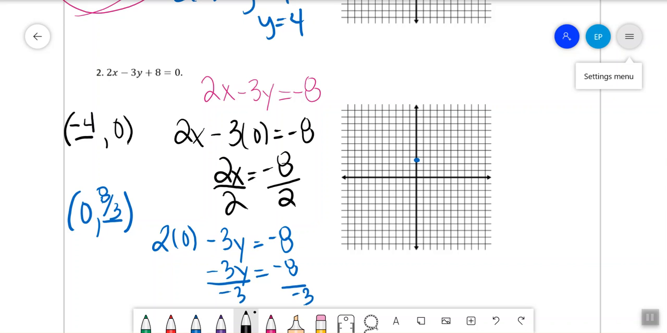Negative 4, 0. And then graph that line. Notice I do put arrows on both sides. So, XY intercepts are the easiest when you have inequalities. So that's how I'm going to graph my inequalities.